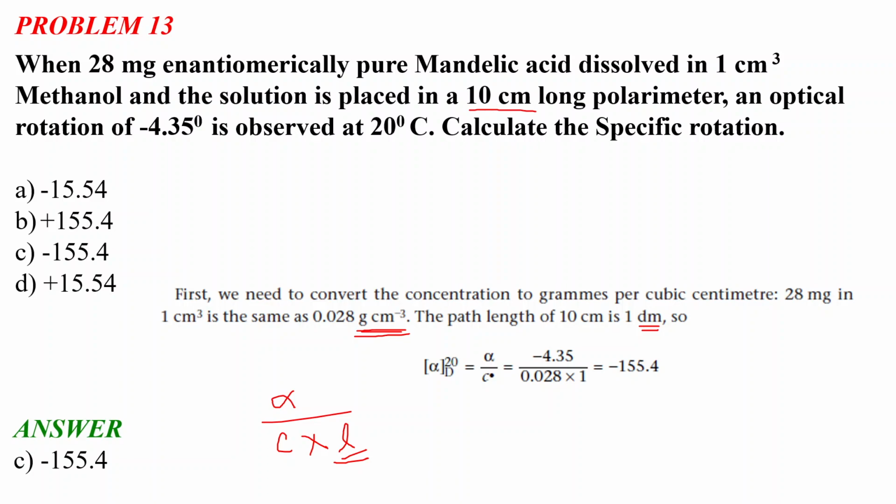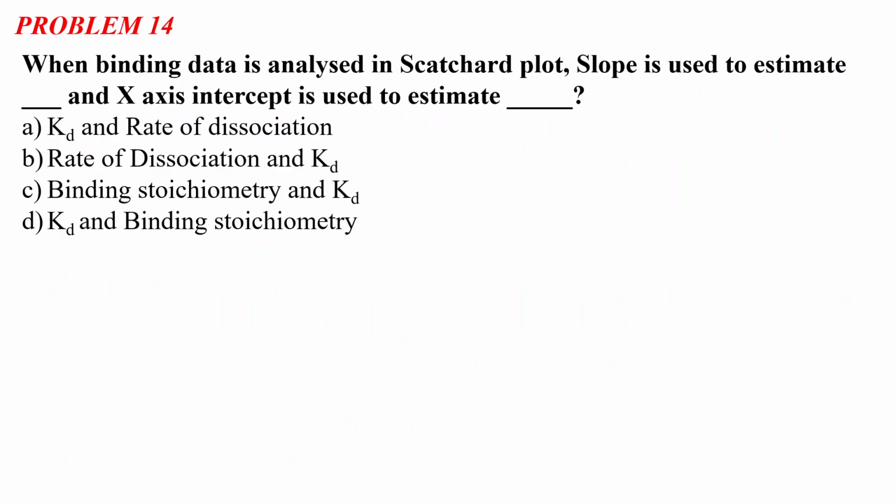So I will move toward our next problem. Problem number 40 says that when binding data is analyzed in a scatter plot, the slope is used to estimate dash, and the x-axis intercept is used to estimate dash. Options: A, KD and rate of dissociation; B, rate of dissociation and KD; C, binding stoichiometry and KD; and D, KD and binding stoichiometry.